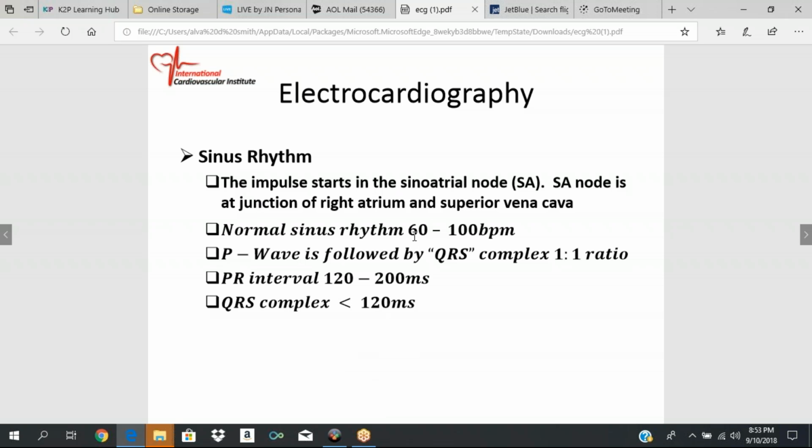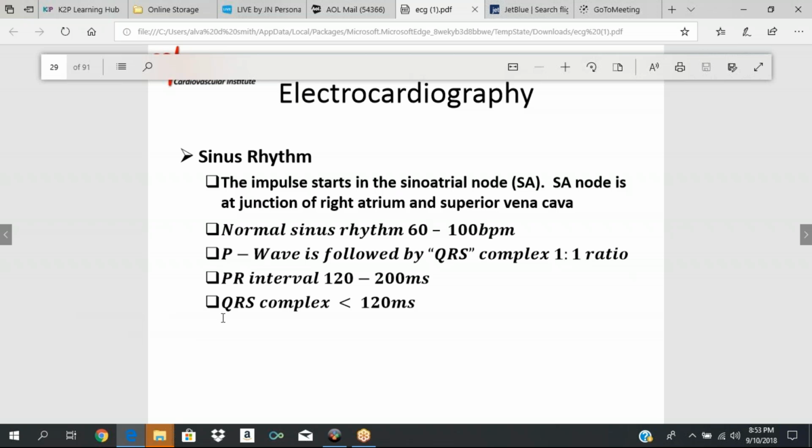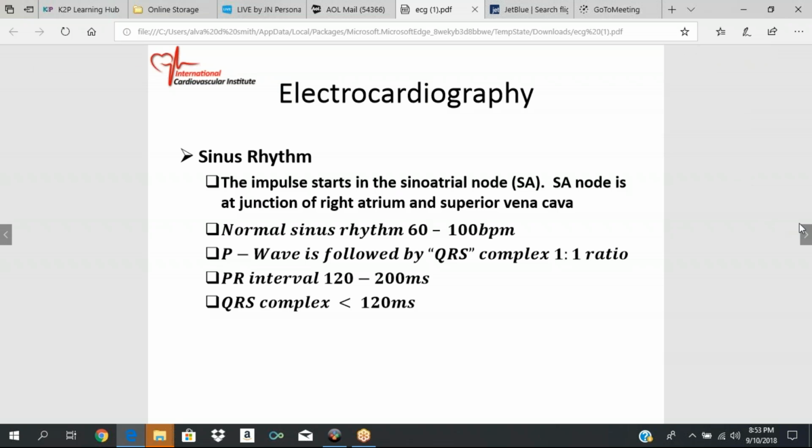Okay, heart rate is between 60 and 100. The P wave has to be upright in leads 2, 3, and AVF. And after each P wave, you should have a QRS in a 1-to-1 ratio. The PR interval should be between 120 and 200 milliseconds, and the QRS complex duration should be less than 120.